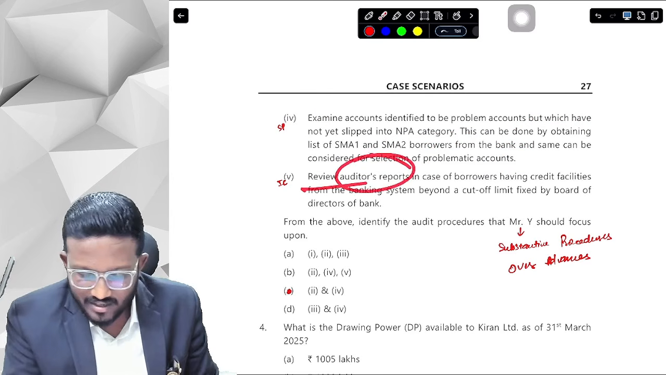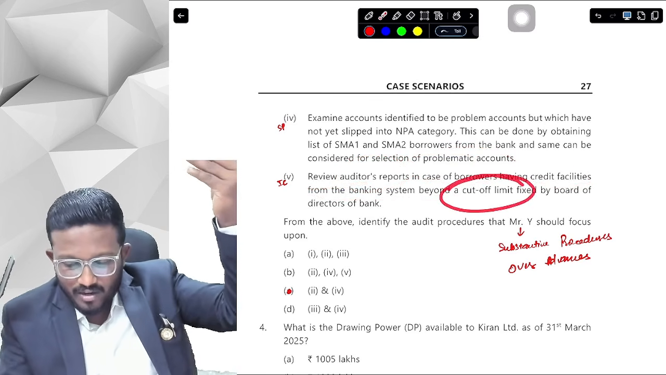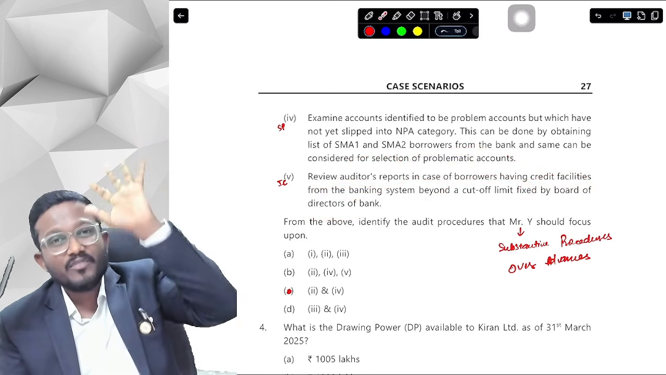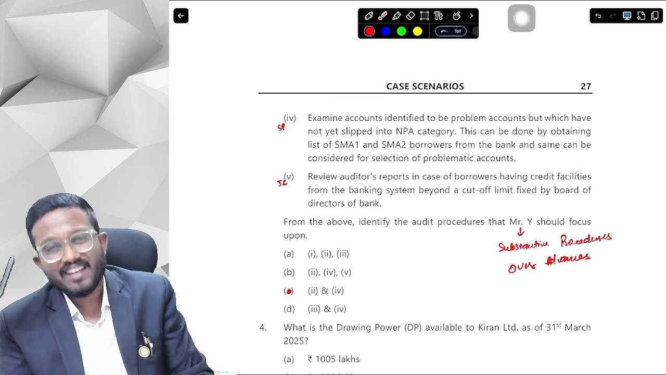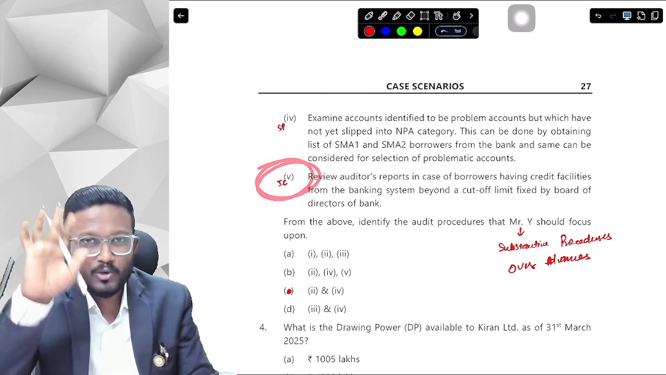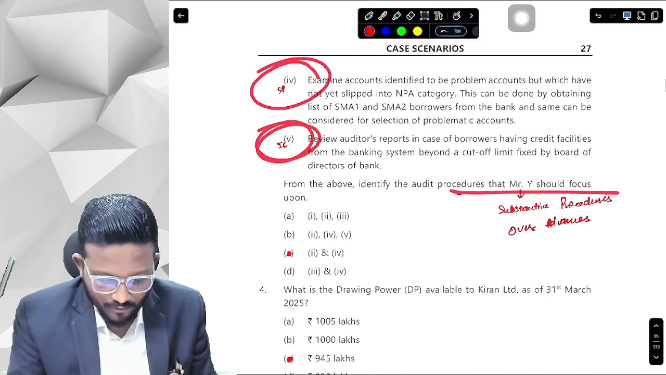Next, we are reviewing the auditor's report in case of borrowers having credit facilities from the banking system beyond the cutoff limit fixed by the board of directors of the bank. So we are checking internal control, that is the fixed limit of the board of directors of the bank. So here we are evaluating the internal control. So two procedures are substantive procedures, 2 and 4, and these should be focused upon by Mr. Y.